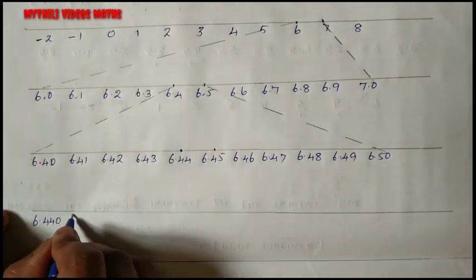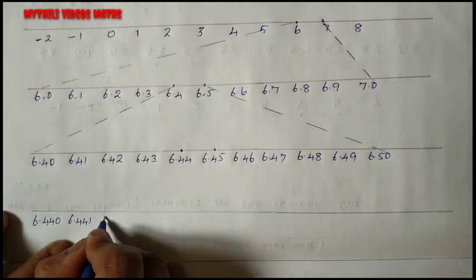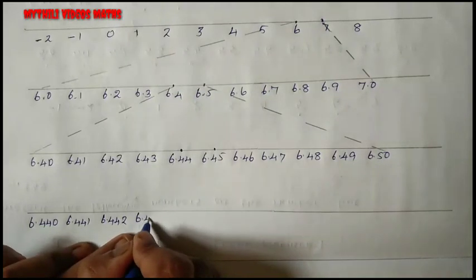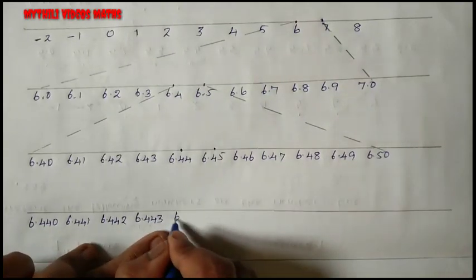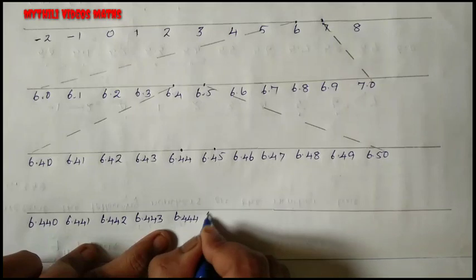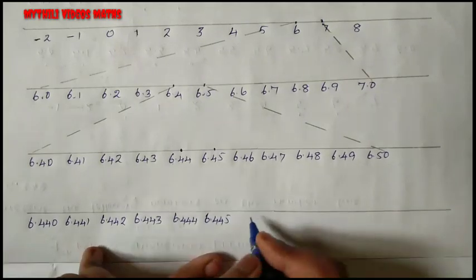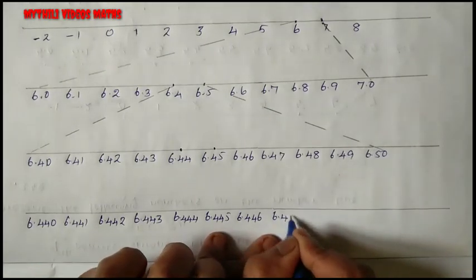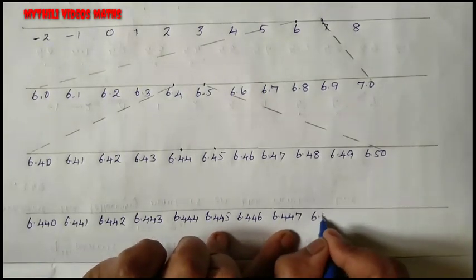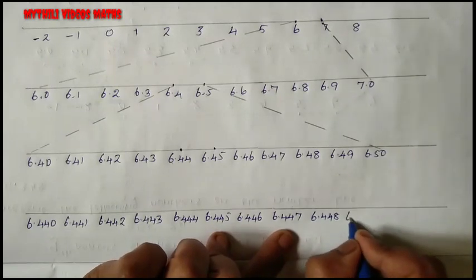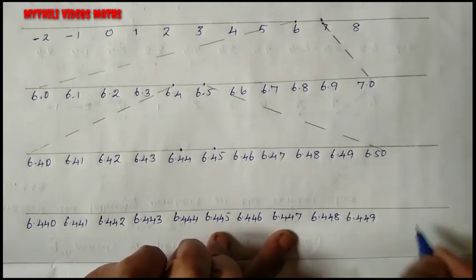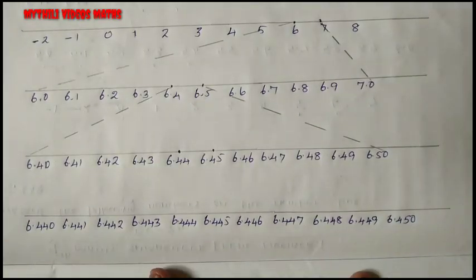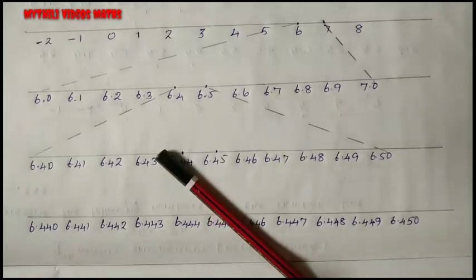So 6.440. Okay. Next number is 6.441. Then 6.442, then 6.443, then 6.444, then 6.445, then 6.446, 6.447, then 6.448, then 6.449, okay, and then 6.450. This much of numbers are there, and then again we can draw the number line for 6.5.